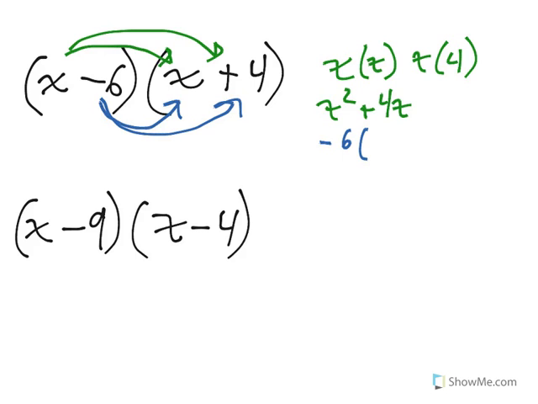First we go negative 6 times x, right? Then we go negative 6 times 4. What's negative 6 times x? Negative 6x. What's negative 6 times 4? Guys following? Negative 24.